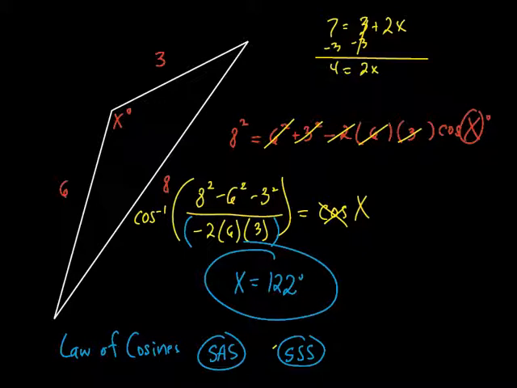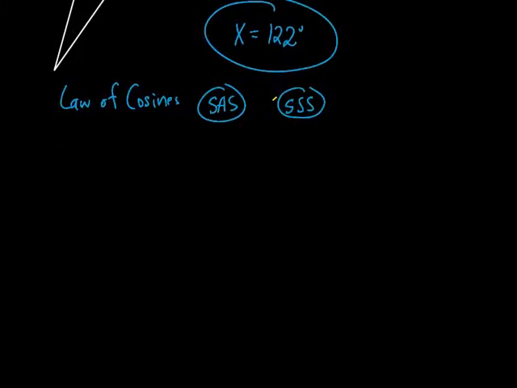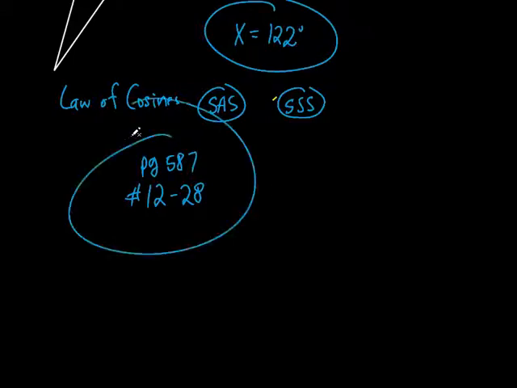Some people aren't going to be here tomorrow. So we're going to do law of sines tomorrow. What's the homework for tomorrow? It's going to be the same homework, just do the problems that you didn't do with law of cosines. Yeah, 12 to 28 is your homework, okay? It's page 587.